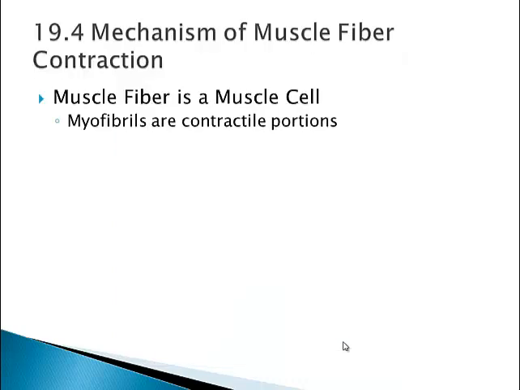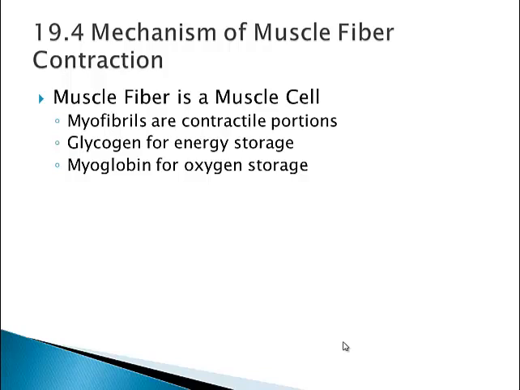A muscle fiber is known to be a muscle cell. It has the usual cellular components, however the names have changed because we are in a muscle cell now rather than a regular body cell. The myofibrils are contractile portions. Glycogen is sugar for energy storage. Myoglobin stores oxygen. And myofibrils contain sarcomeres.